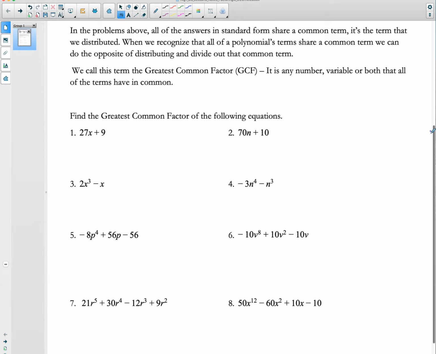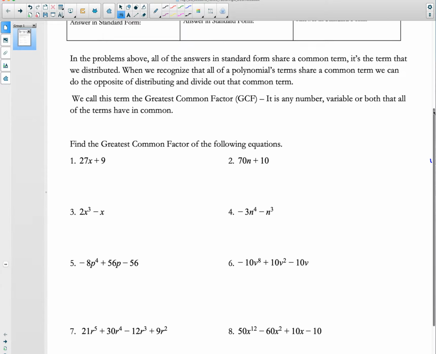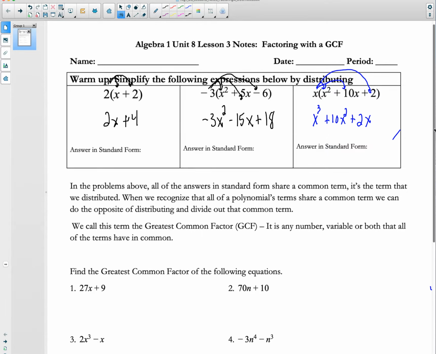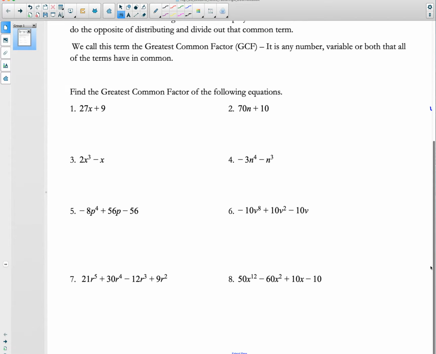Now, just like what we did, and maybe I'll scroll back up here, our greatest common factor can be just a number, like it was in our second example. It could be just a variable, like we see in our third example, and we didn't give you an example of this, but it could be a combination of a number and a variable. So let's go down and just take a real quick look at some of these examples. So here's what we're going to do. We're going to look at each term, and we're going to start with each number, so 27 and 9.